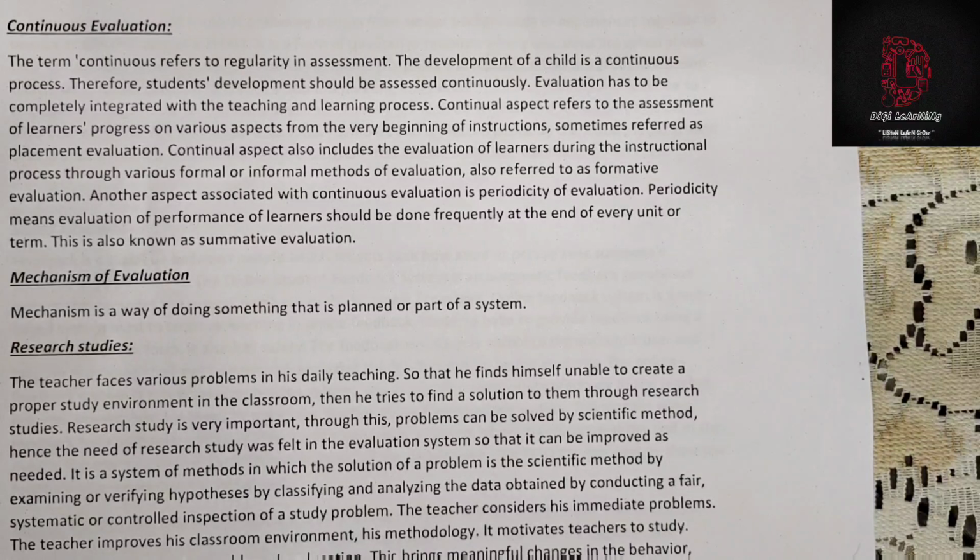Continual aspect refers to the assessment of learners' progress on various aspects from the very beginning of instruction, sometimes referred to as placement evaluation. Continual aspect also includes the evaluation of learners during the instructional process through various formal or informal methods of evaluation, also referred to as formative evaluation.